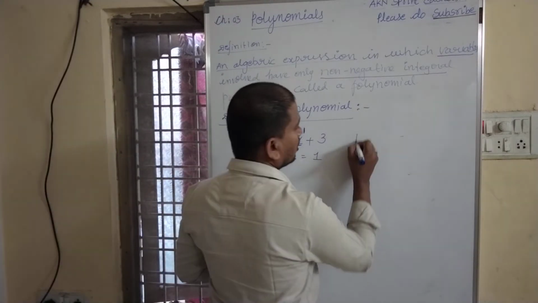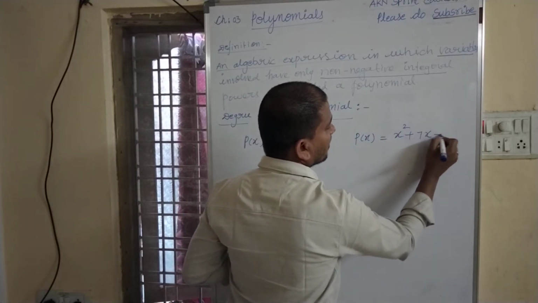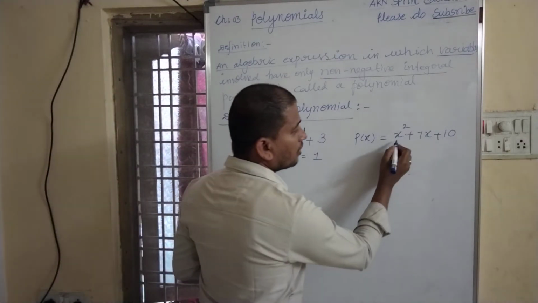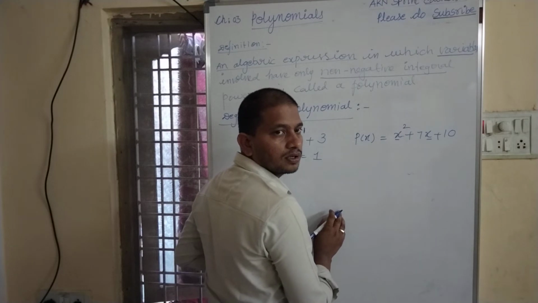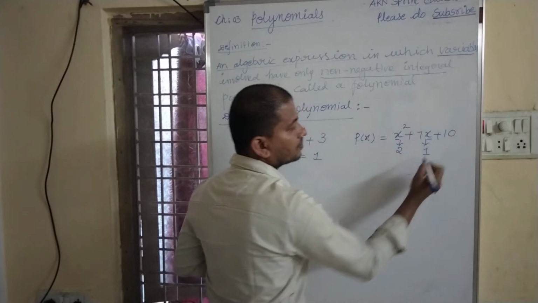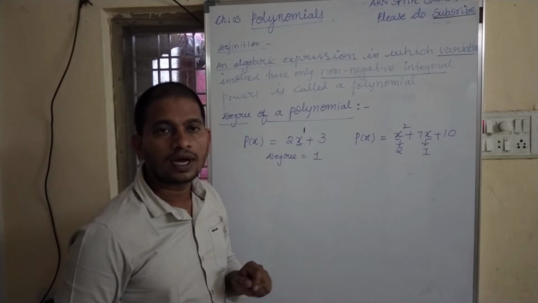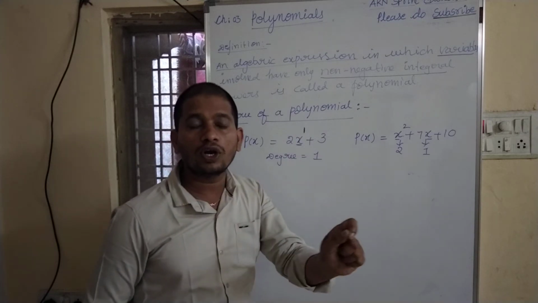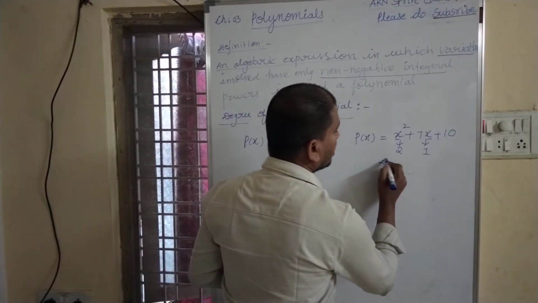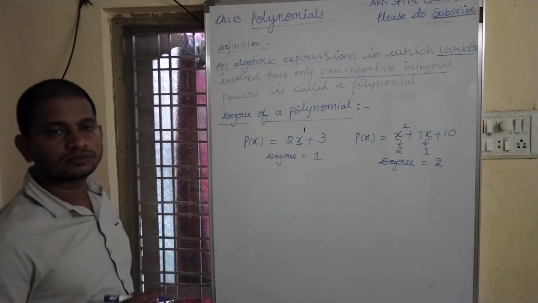For suppose, let p of x is equal to x square plus 7x plus 10. Here what is the variable involved? Variable involved is x here, and here the power is 2, and here the power is 1. What is the highest power here? The highest power is of course 2. Hence degree equal to 2. Got it?